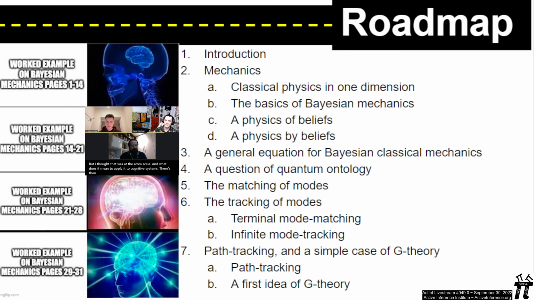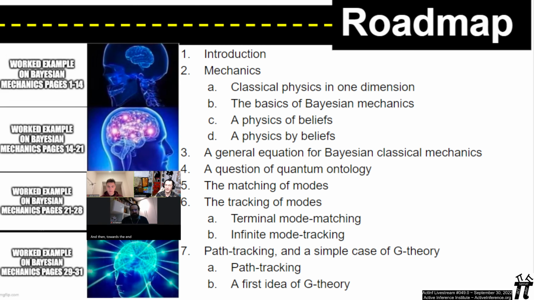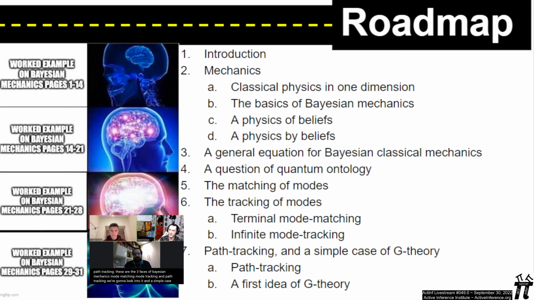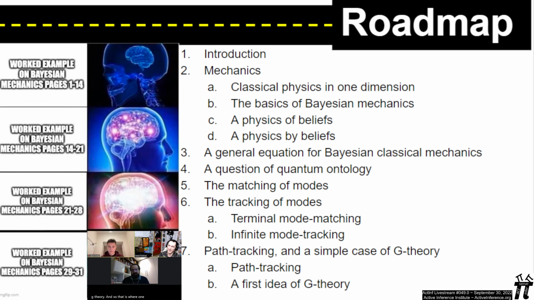There are then several cases that are addressed, and those are the worked examples. That's the matching of modes, the tracking of modes, with the subdivision into terminal mode matching and infinite mode tracking. And then towards the end, there's the adventuring into path tracking. These are the 3 phases of Bayesian mechanics: mode matching, mode tracking, and path tracking. We're going to look into it. And a simple case of G-theory. And so that is where one gets to by the end of this journey.